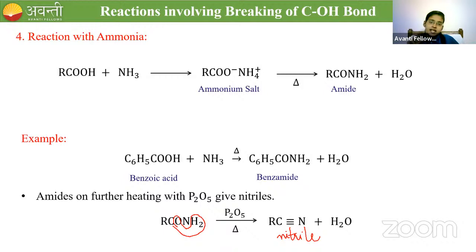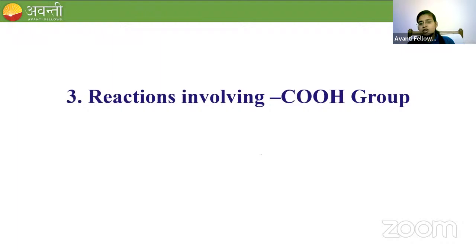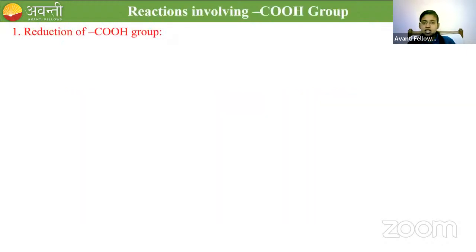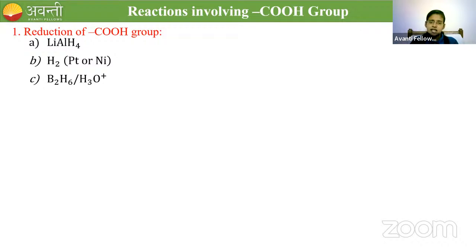So in the second category, I have discussed 4 reactions. In the first category, I have discussed 3 reactions. So now let us go for the third category, which is reactions involving the COOH group as a whole. Under this, the first reaction is reduction of the COOH group. For the reduction, we need to use reducing agents: lithium aluminum hydride, hydrogen in presence of platinum or nickel, and B2H6 in presence of H3O+. All these are reducing agents. So you can use any one of these.